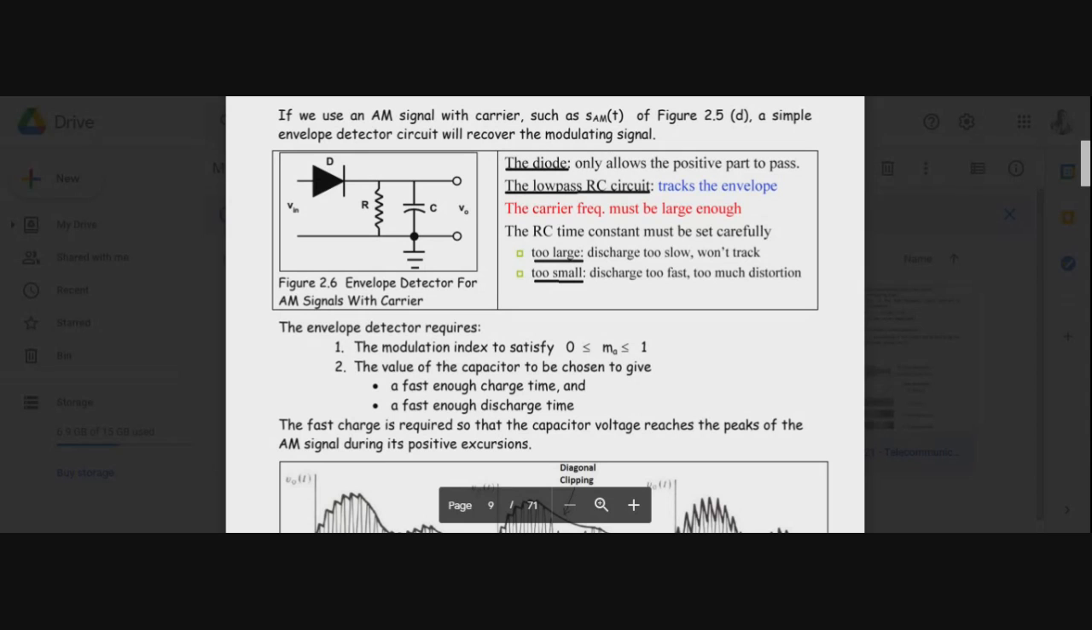All right. The value of the capacitor has to be chosen properly to give a fast enough charge time and a fast enough discharge time. You don't want the capacitor to discharge too slowly, because if it discharges too slowly, there'll be trouble. So both of them have to be fast. The fast discharge is required so that the capacitor voltage reaches the peak of the AM signal during its positive excursions.